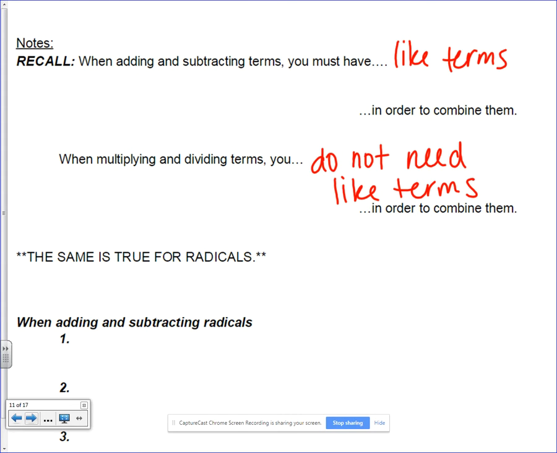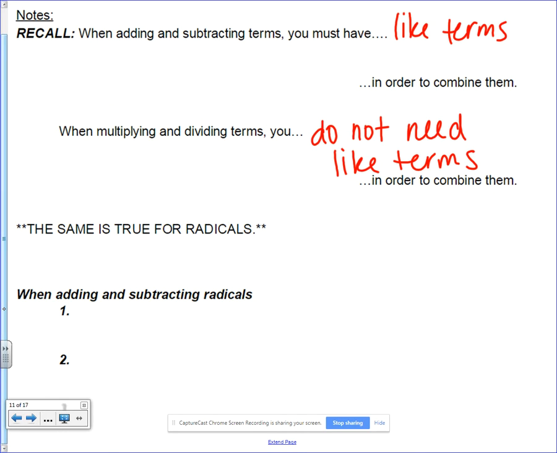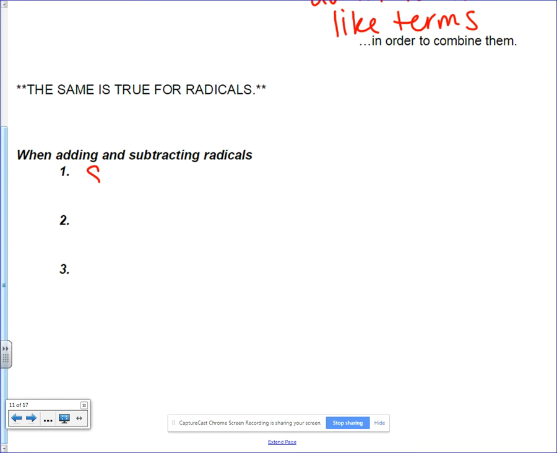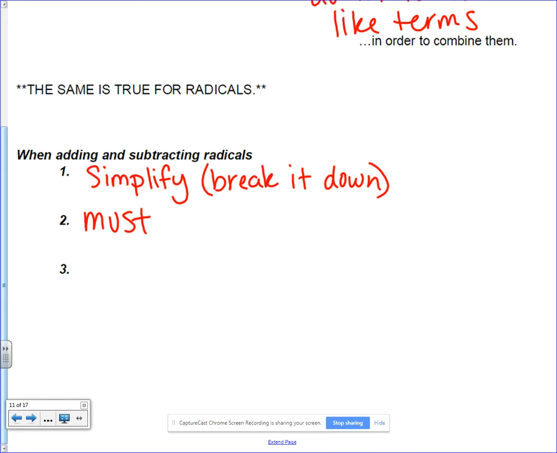So, when we add and subtract radicals, I have 3 steps for you. The first thing you need to do is break it down. That's called simplifying. Because remember, if we have to add and subtract radicals, they got to be the same, right? They might not look the same to begin with. That's why we got to break them down and see if they were just kind of hiding the pairs. Are we good? Then, after you simplify, you must have like radicals to combine.